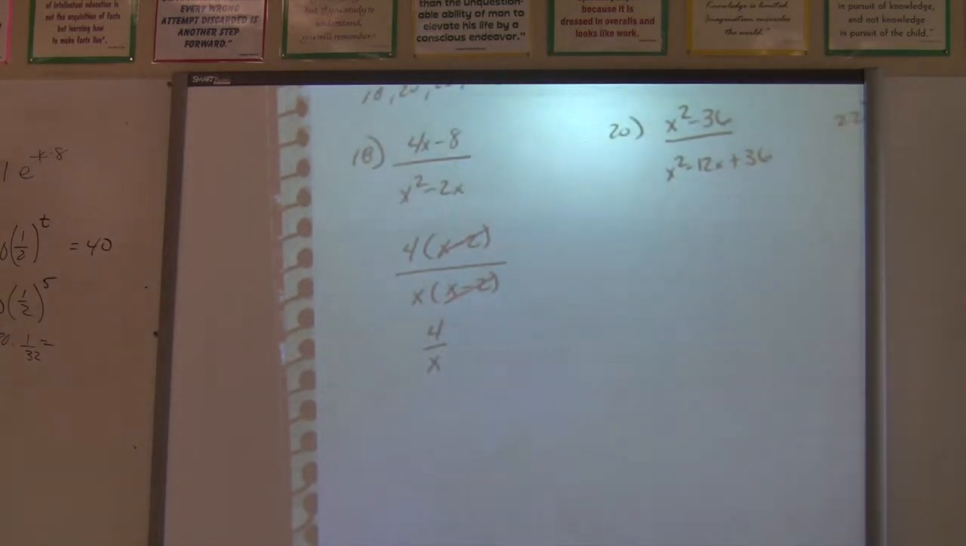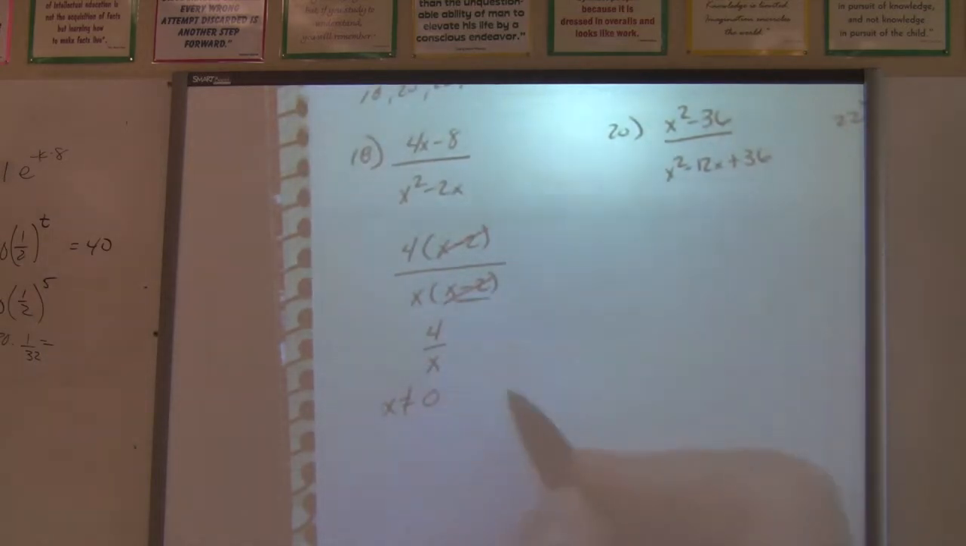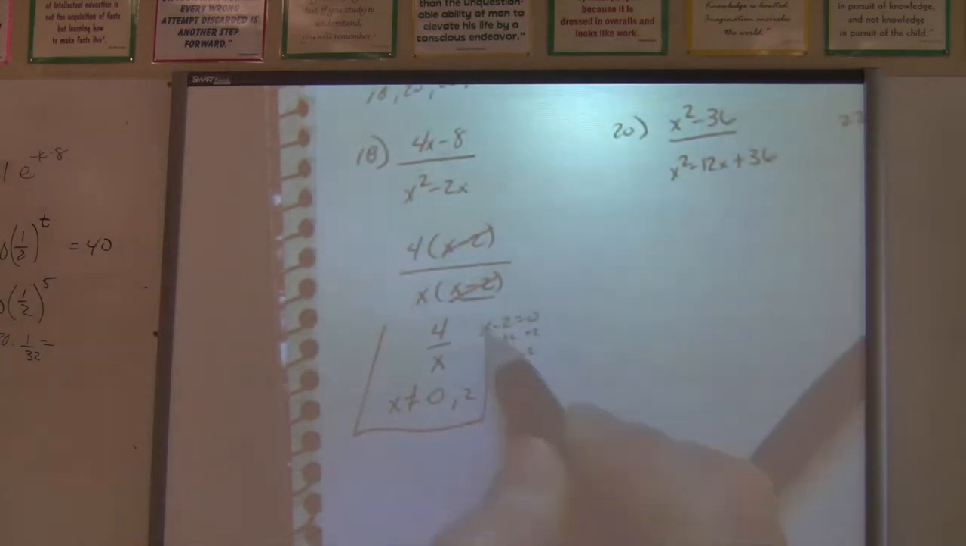Now remember, we're supposed to list our restrictions on these, and the restrictions are that x cannot equal what makes the denominator 0. So what makes x equal to 0 would be 0, and what makes x minus 2 equal to 0 would be positive 2. You can do that two ways. You can set x minus 2 equal to 0 and solve it, so add 2. So x equals 2. Or you can use the shortcut, which is the opposite of this divided by the number. So the opposite, negative 2, is 2 divided by the number in front, which is 1. So that would be the answer for number 18.